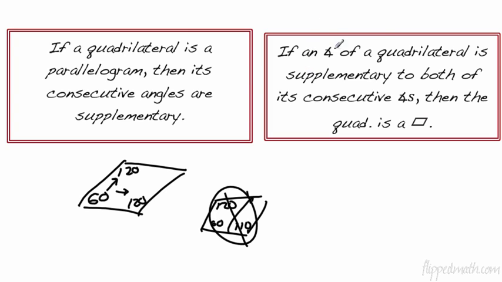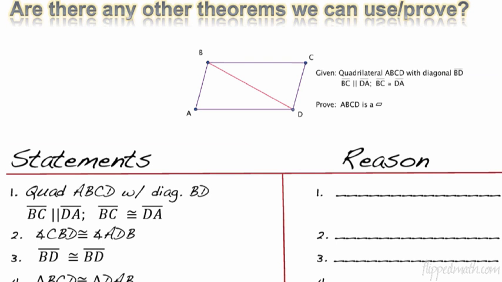What's it say here? The converse. If an angle of a quadrilateral is supplementary to both of its consecutive angles. So you just got to find an angle, and then the two consecutive angles there, it has to be supplementary to. Then the quadrilateral is a parallelogram.